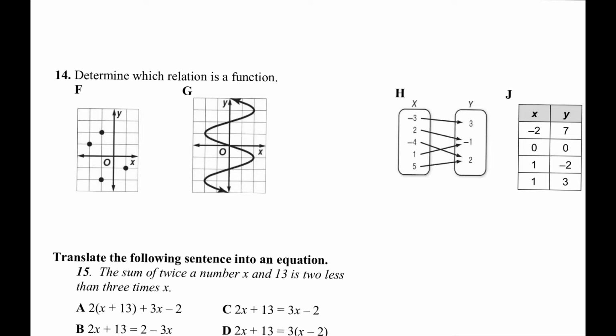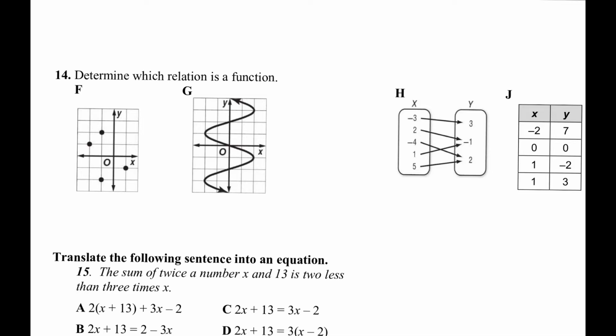For number 14, it says determine which relation is a function. So you're looking at different graphs and you have to understand the types of graph that we have. We have a relation with just points. This is called a discrete function or just points. We have a curve going down. This is mapping. It's not an actual graph, but it is mapping. And then we have a table. So we want to find out which one is a function.